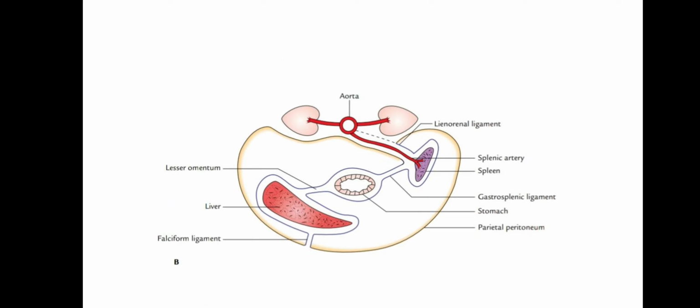For better understanding of the lienorenal ligament, see here you can see the aorta, the retroperitoneal structure, and from the aorta the celiac trunk.